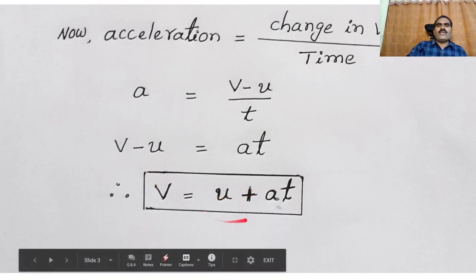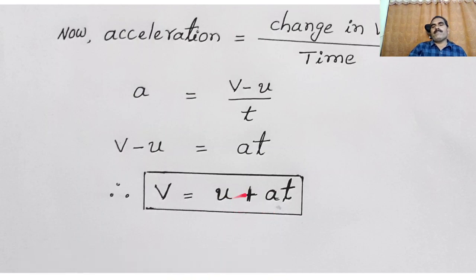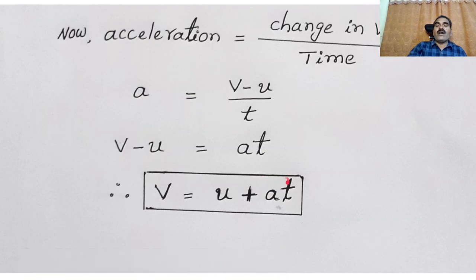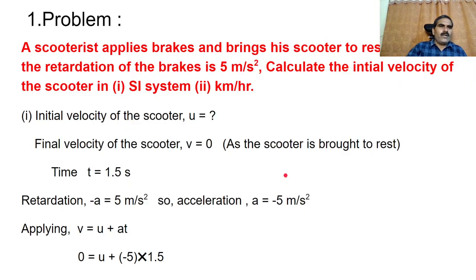What is the use of this equation? If you know the initial velocity, acceleration, and the time taken to travel, then by using this equation we can find out the final velocity after t seconds. That is the use. So we have to do some problems on this.